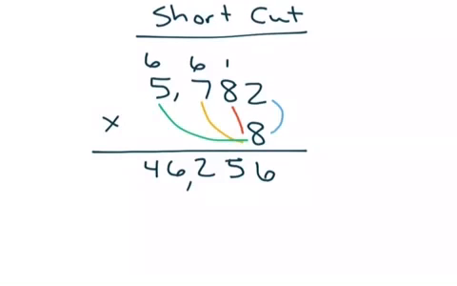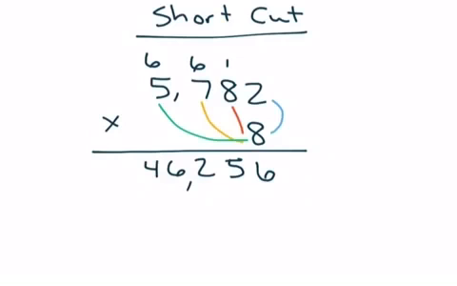Shortcut method. Here we obviously want to start with our 8. We go 8 times 2 is 16. We drop the 6 ones, carry the 1 ten. 8 times 8 tens is 64, plus the 1 ten would be 65. Sorry, I misspoke there. So I drop the 5 and carry the 6. 8 times 7 is 56, plus 6 more hundreds would be 62. So drop the 2, carry the 6, and 8 times 5 is 40, plus the 6,000s is 46,000.